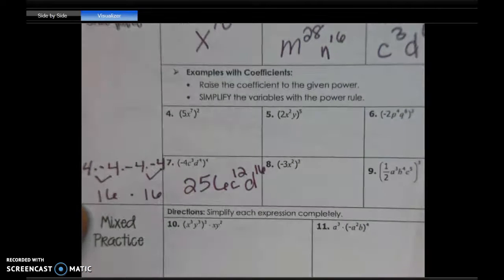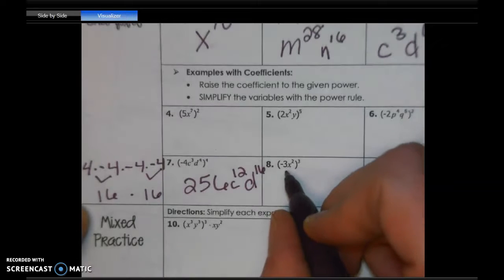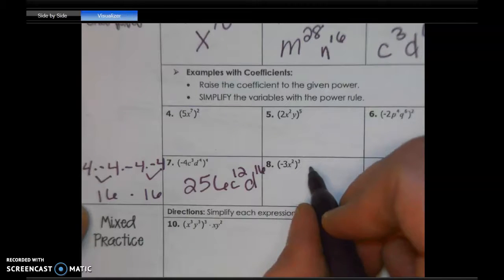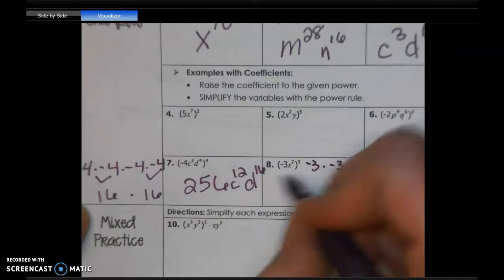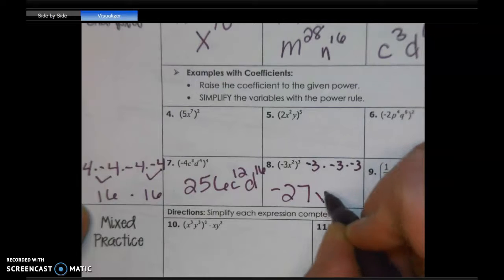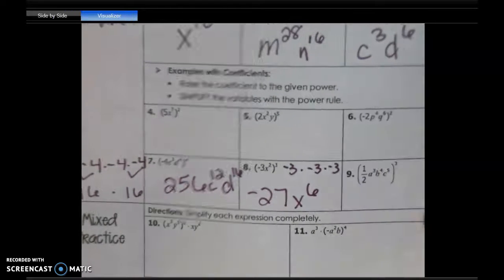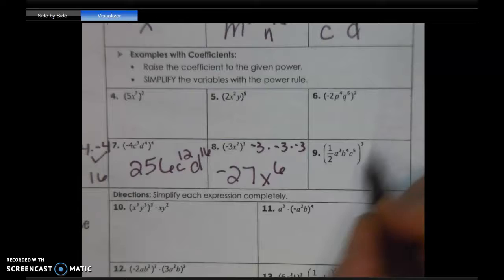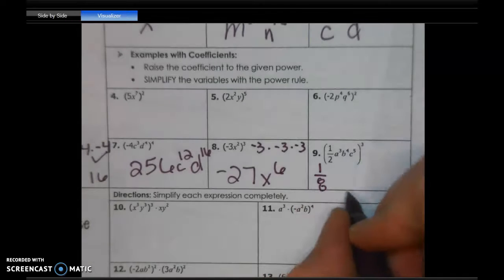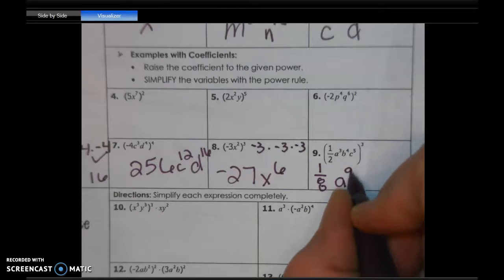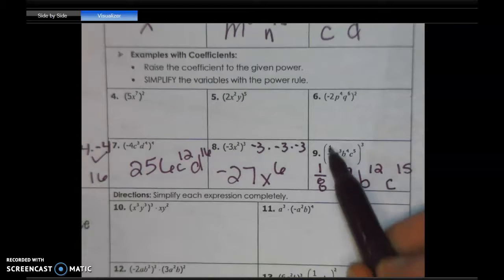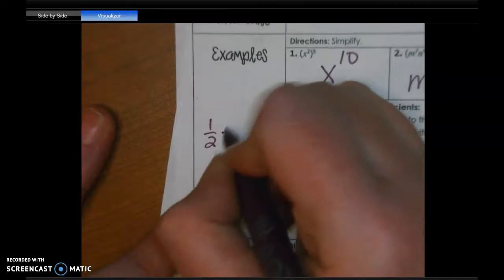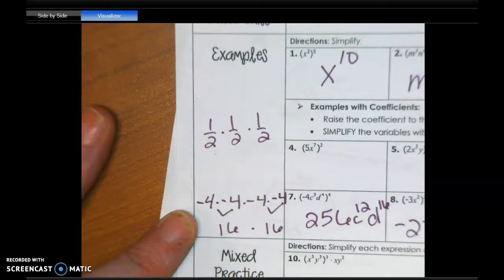When you look at 8, you've only got 3, because we're only going to the 3rd power. So that's like -3 times -3 times -3. So we're going to have -27 x to the 6th, because 2 times 3 is 6. Here on number 9, you've got 1/8, a to the 9th, b to the 12th, and c to the 15th, because this fraction is just itself times itself 3 times. 1/2 times 1/2 times 1/2.